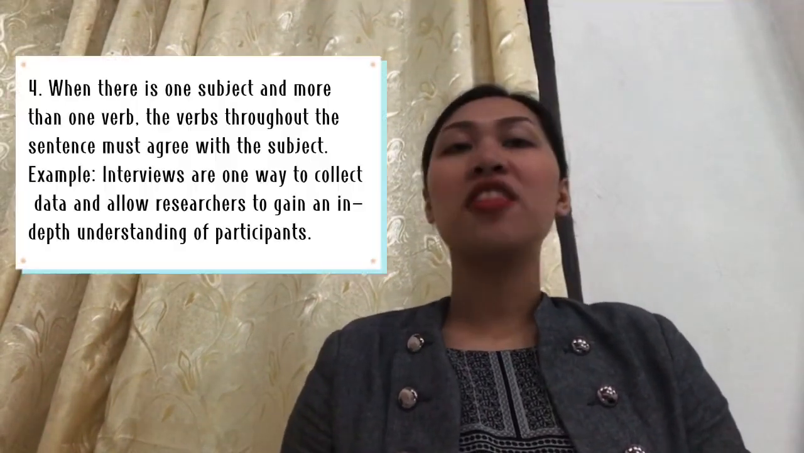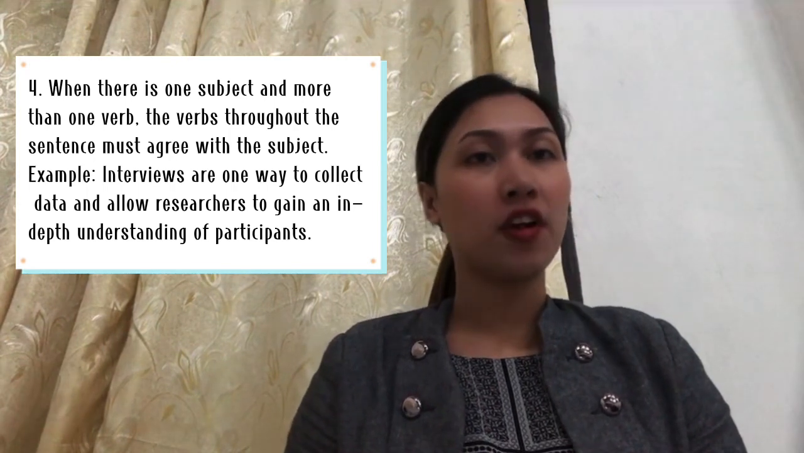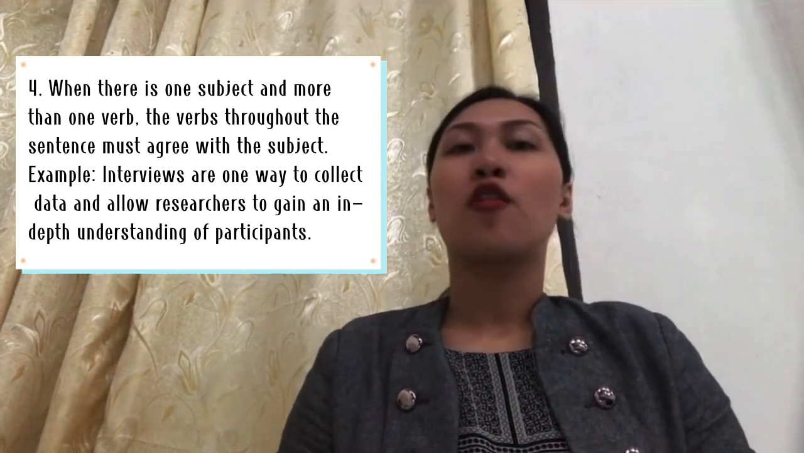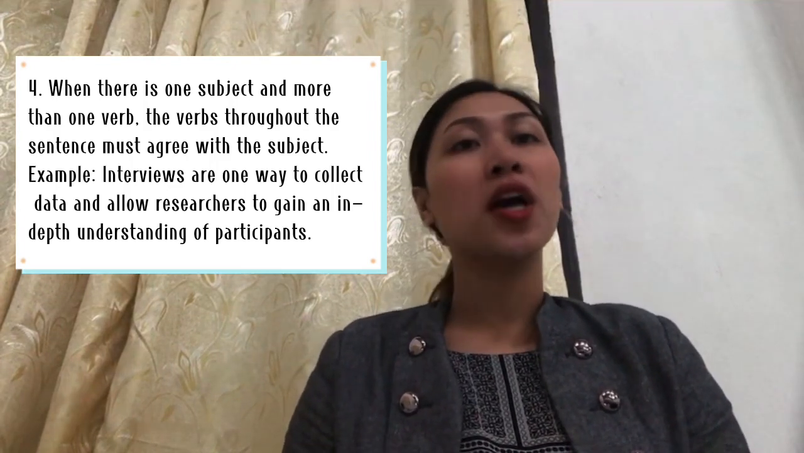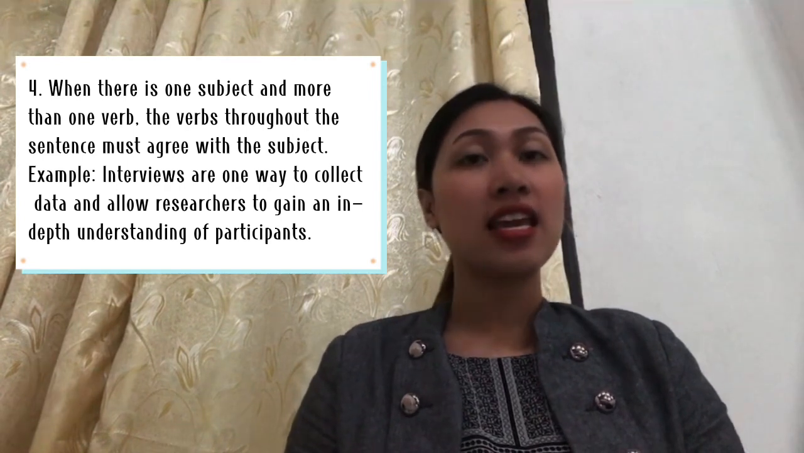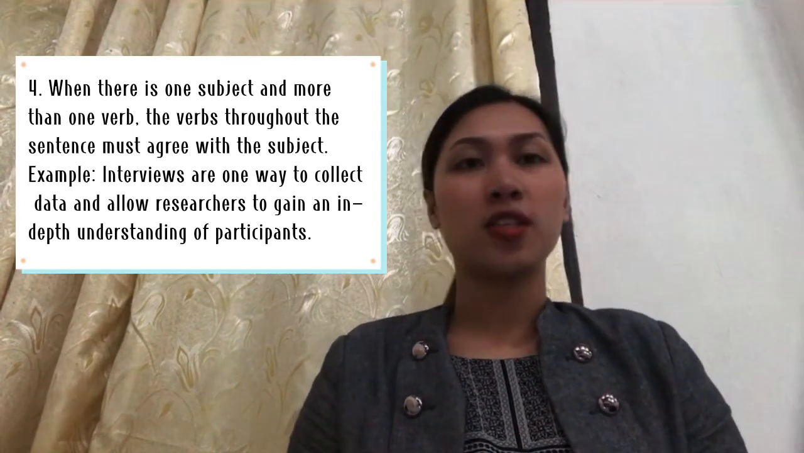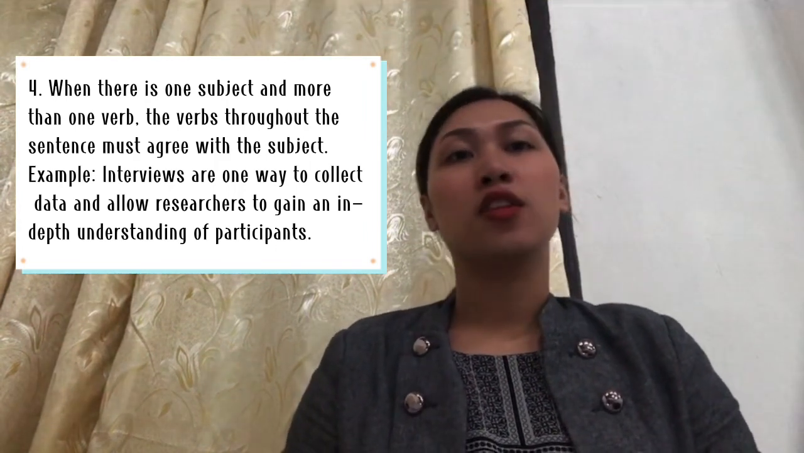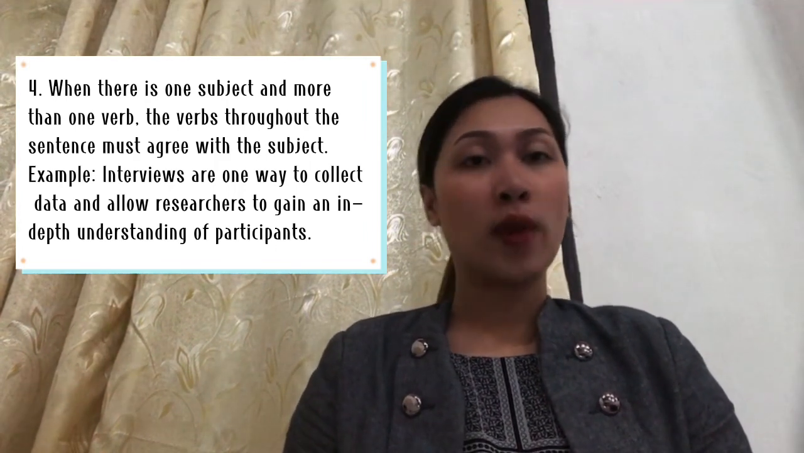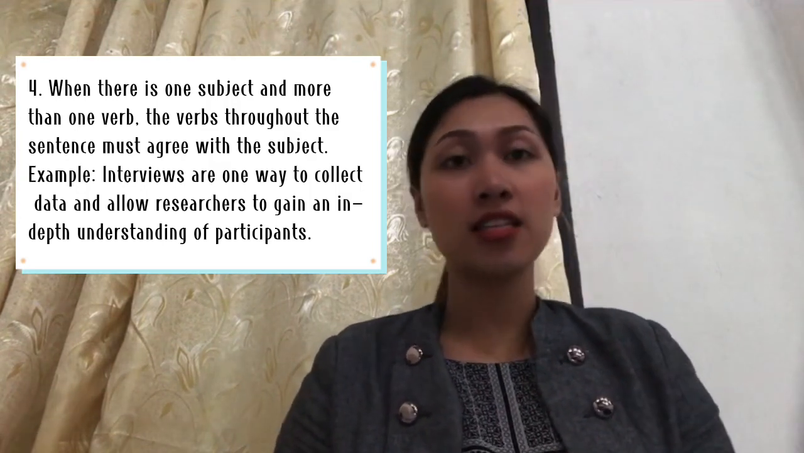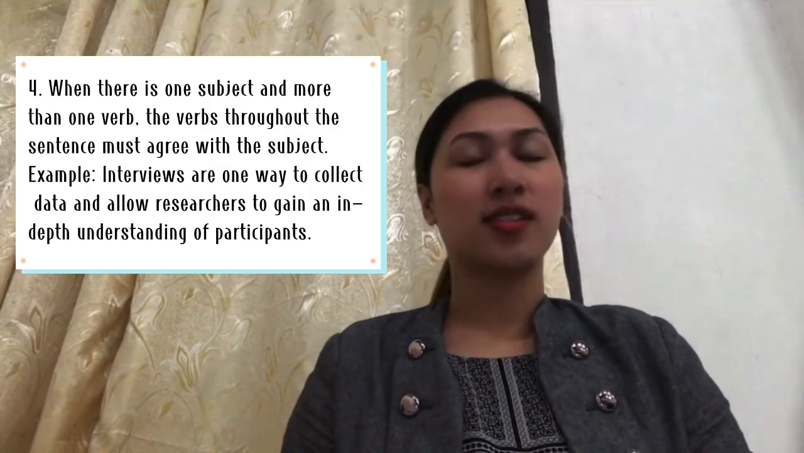Rule 4. When there is one subject and more than one verb, the verbs throughout the sentence must agree with the subject. For example, interviews are one way to collect data and allow researchers to gain an in-depth understanding of participants. As you can see, the subject here is interviews, while the verbs are "are one way to collect data" and "allow researchers to gain an in-depth understanding of participants."